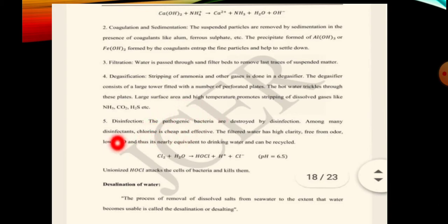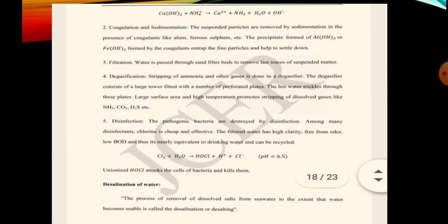Next, disinfection. The pathogenic bacteria that are there are destroyed by disinfection. Among these, chlorine is chief and effective, and the filtered water has a high clarity and is free from odor. So it is BOD, and these are mentally equivalent for drinking water.